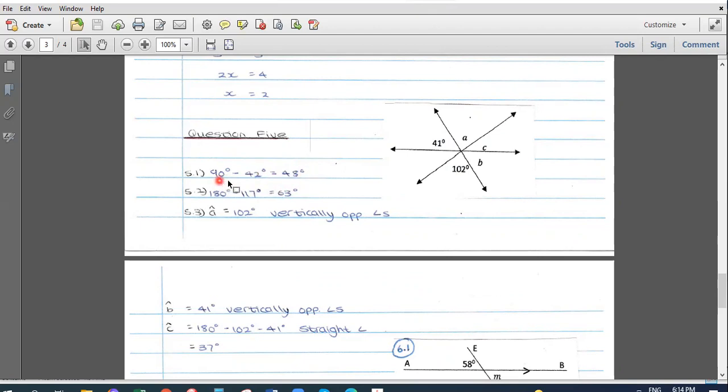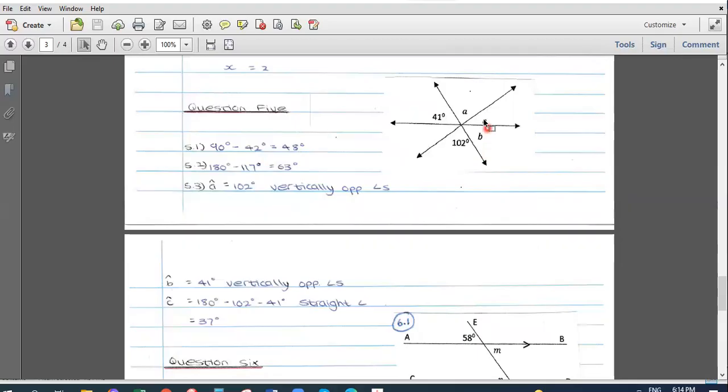So when we talk about complementary angles, we subtract from 90. When we talk about supplementary angles, we subtract from 180. Now, question 5.3, there's a diagram here. Angle A is 102 degrees because it is vertically opposite. So notice there's angle A and there's 102 degrees. That's vertically opposite. You must give a reason for your answer.